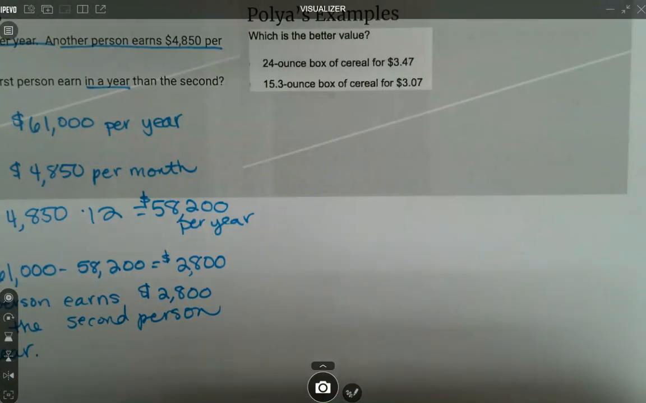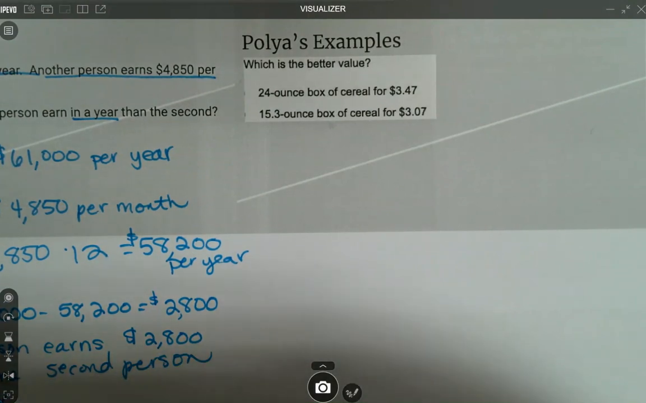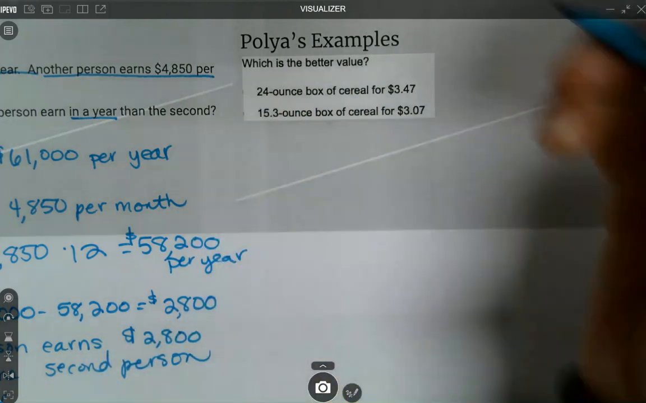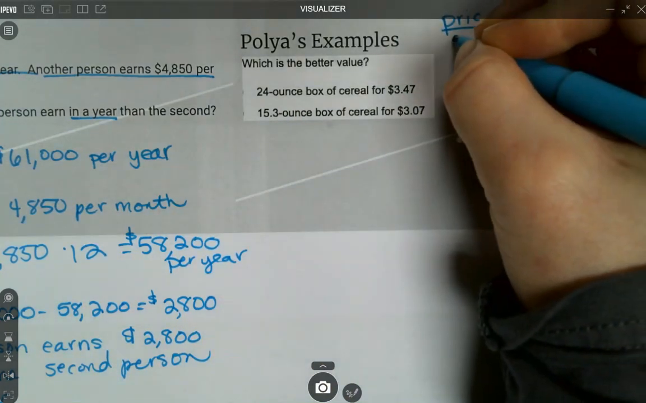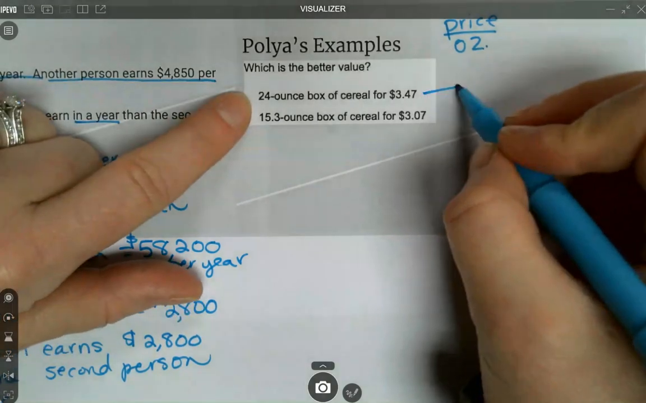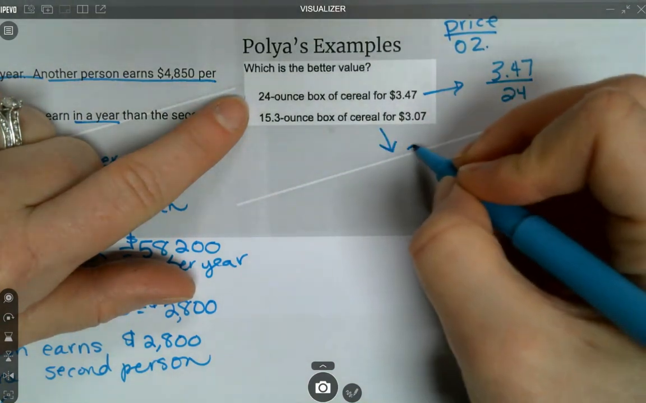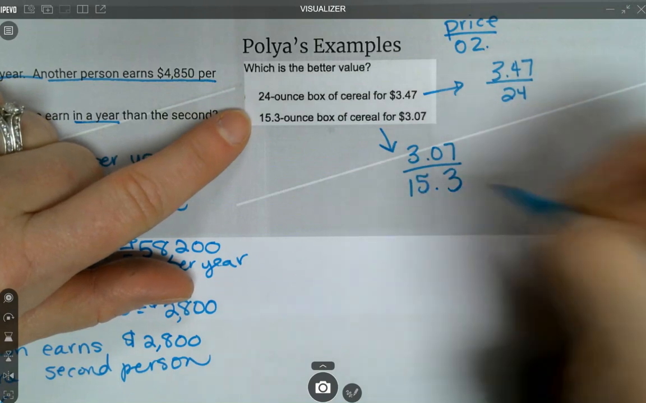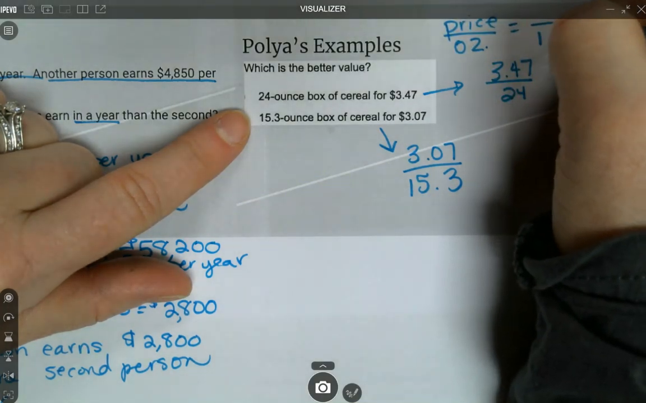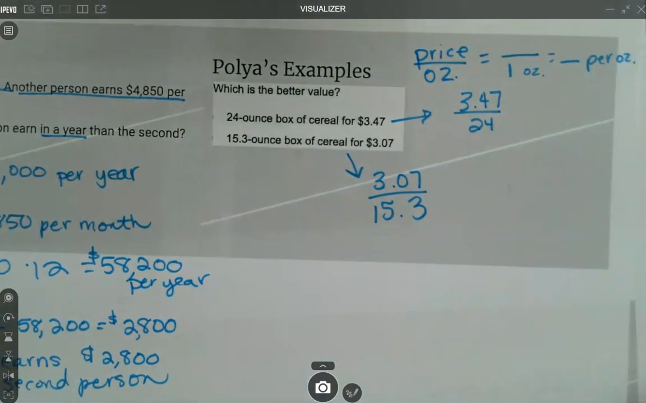All right, the last problem. What is a better value? So this is something that a lot of us use all the time. You look and see, is it better to buy the big pack of cereal or the smaller box? So what we need to do is do price per ounce. So money over ounces. So the first one is $3.47 for 24. The second one is $3.07 for 15.3. When you divide it, we want to get it where you have 1 ounce on the bottom, and that's going to get you blank per ounce. And that way you can compare them.